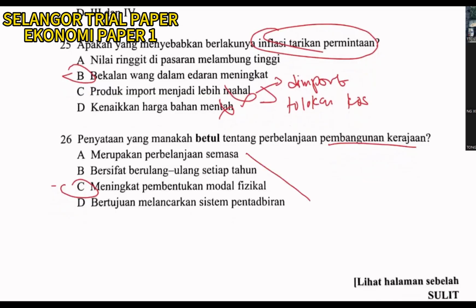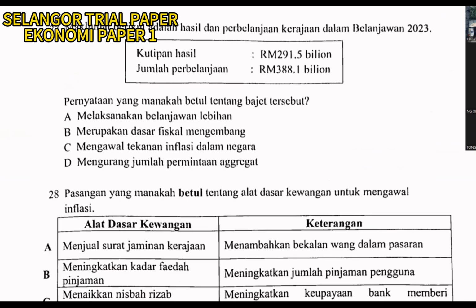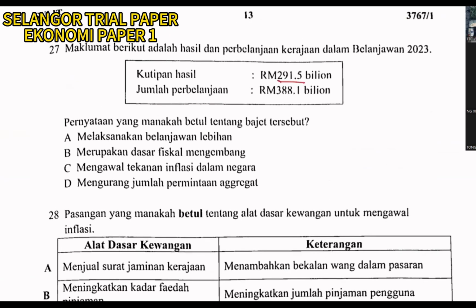The leftover is what? Mengurus. The leftover is mengurus. Okay? This one. Hasil 291, spend 388. Lebihan or kurangan? Kurangan. Because okay. Now, when hasil less than belanja, fiscal menggembang, correct or not?